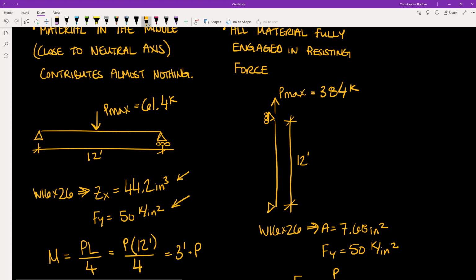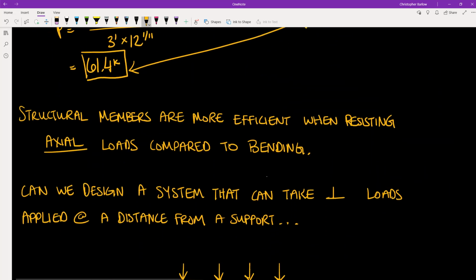So with that in mind, is there a way to configure a beam in such a way that when we apply a perpendicular load somewhere along its length, this scenario here, we actually generate axial stresses inside the member rather than bending stresses? It may sound strange at first, but that is exactly what trusses are designed to do.